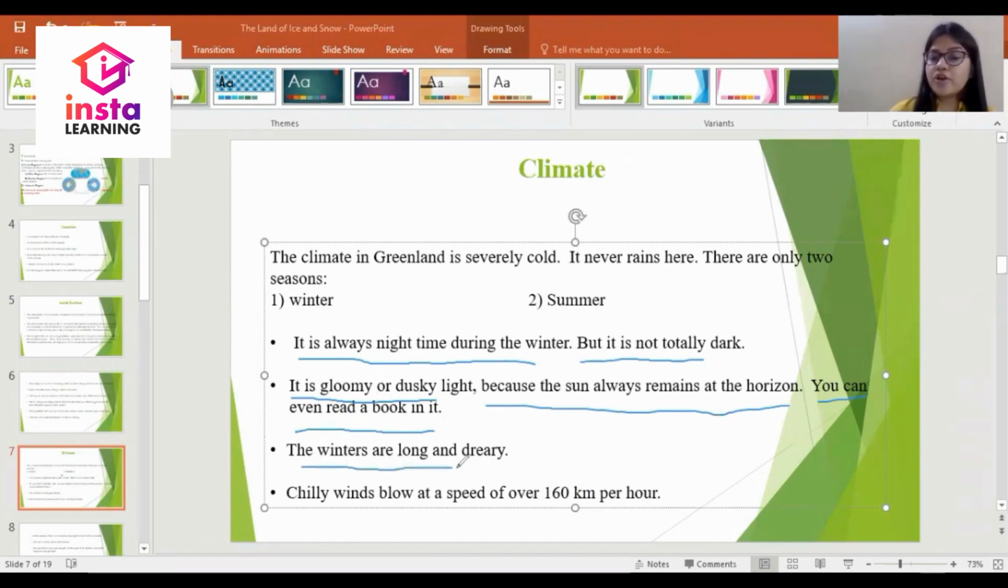The winters are long and cheerless. Chilly winds blow at a speed of over 160 kilometers per hour.